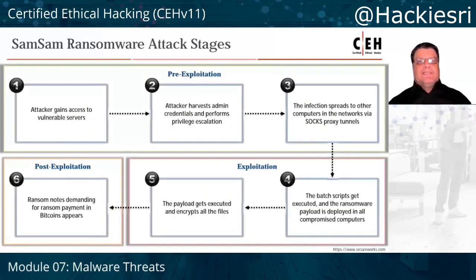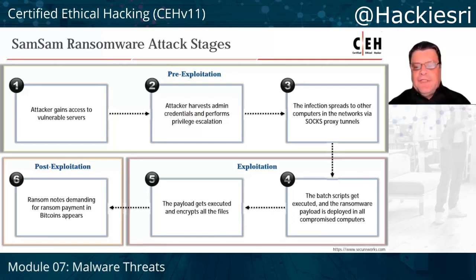SamSam ransomware attack stages, as we see in the flowchart, upper left. Number one, attacker gains access to the vulnerable server. This is the pre-exploitation phase. Next, the attacker harvests admin credentials and performs privilege escalation. And third, the infection spreads to other computers in the network via SOCKS proxy tunnels.